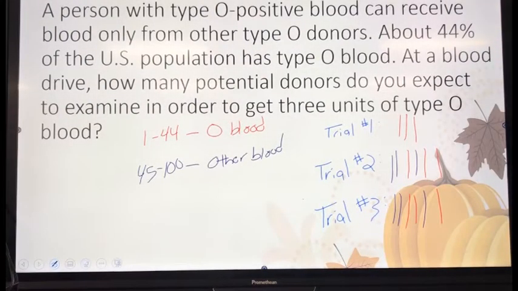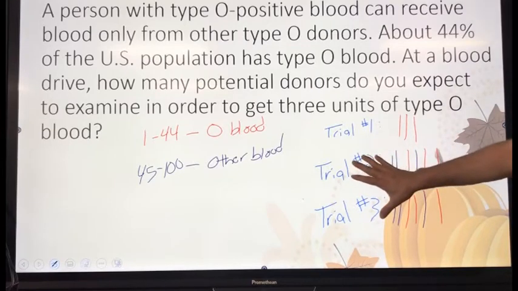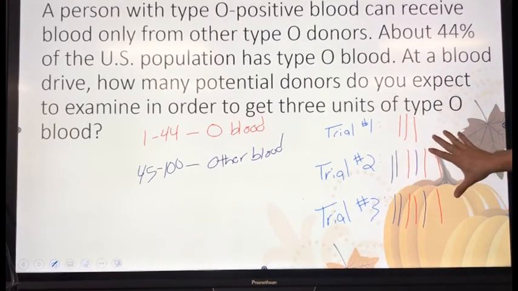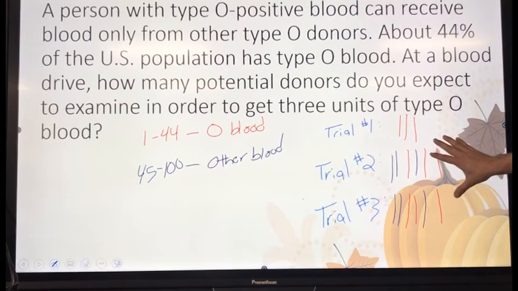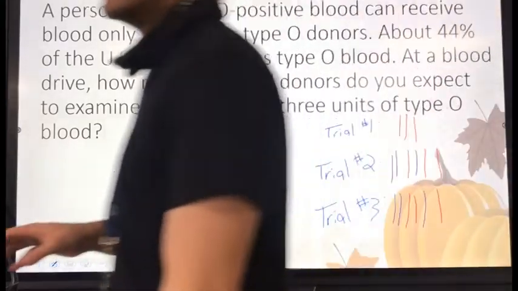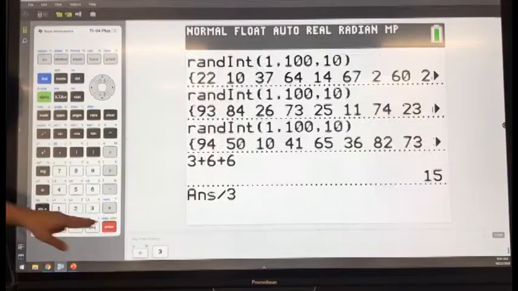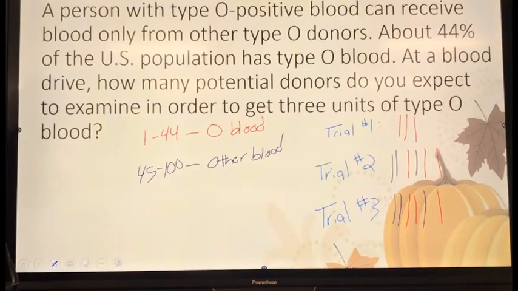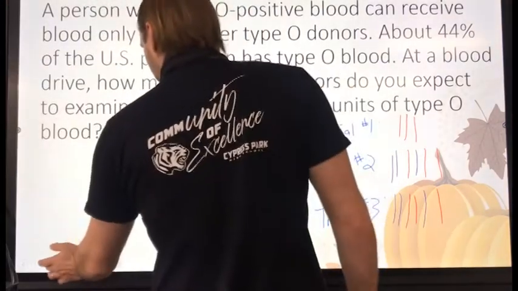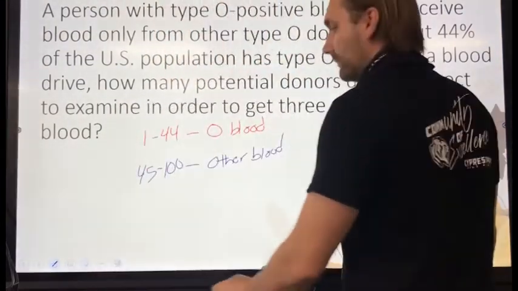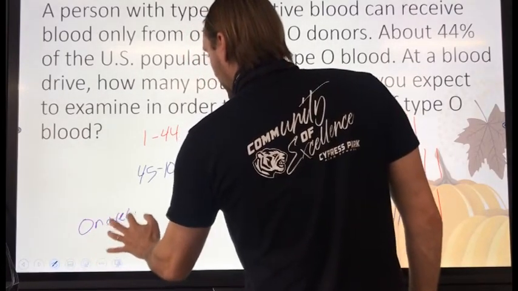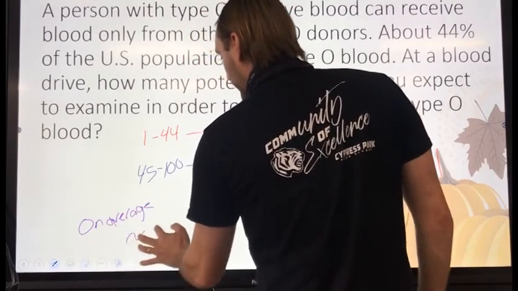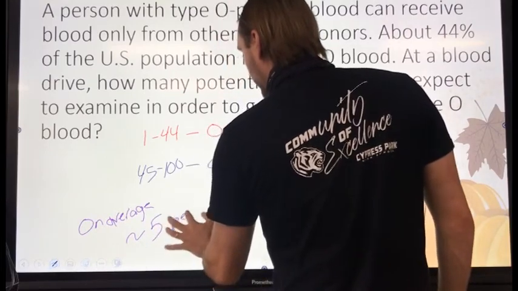So another 6. So at least, as far as our trials, again, you would probably not stop at 3. It would take 6 people to come in for us to get 3 O bloods. Now, on average, how many people would come in? 3. So on average, about 5 people. That is what's going to be our results. On average, about 5 people.